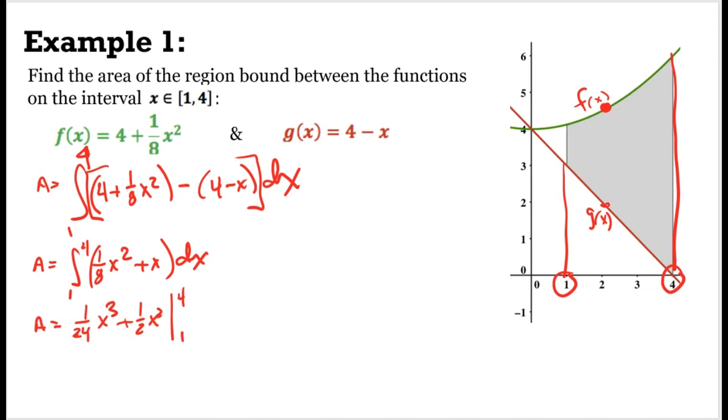All right, so we just use the power rule for polynomials. You add 1 to the exponent, divide by the new exponent. So we have 1/24 x cubed plus 1/2 x squared. And now we have to apply the fundamental theorem of calculus, which says evaluate the bounds by taking f of b minus f of a.